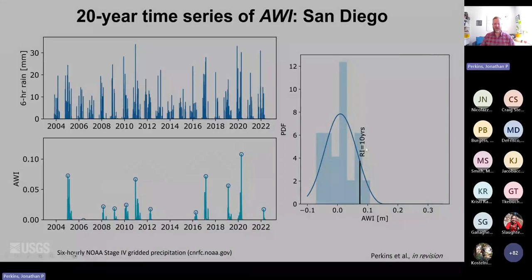So here I'm showing the recurrence interval of 10 years. And then when we plot that on our AWI plot, we can see that our April 2020 event, through that 20-year climatology, winds up being the most extreme event and rises over that 10-year recurrence threshold. So similar to the 10-year recurrence of R star, but now has a little more dynamic ability.